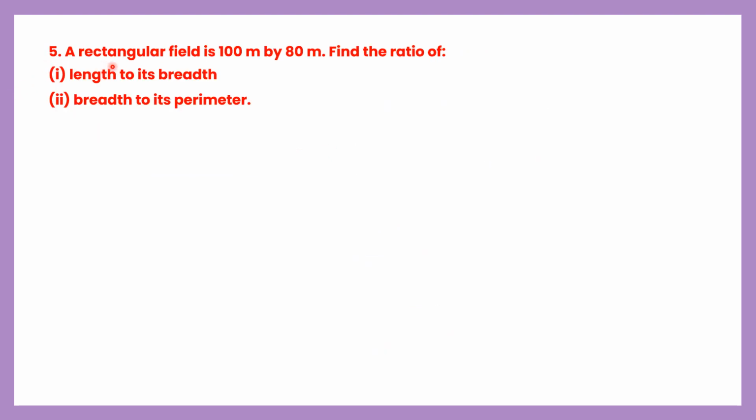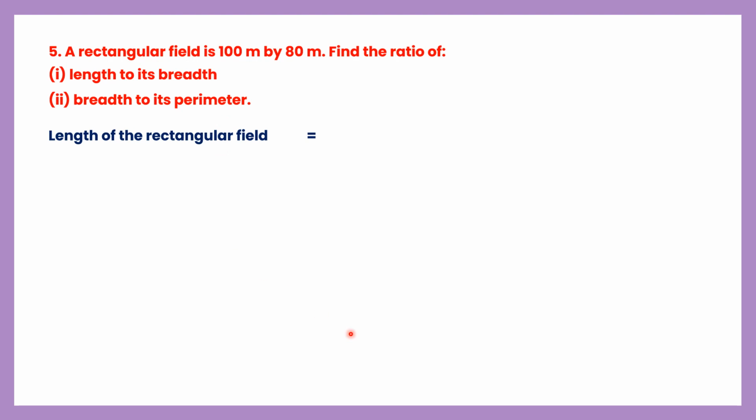Question 5. A rectangular field is 100 meters by 80 meters. Find the ratio. Now we have to find two ratios. First one is length to its breadth. Okay, we have length and breadth given to us. Then breadth to its perimeter. Perimeter is not given. That means we have to find the perimeter.